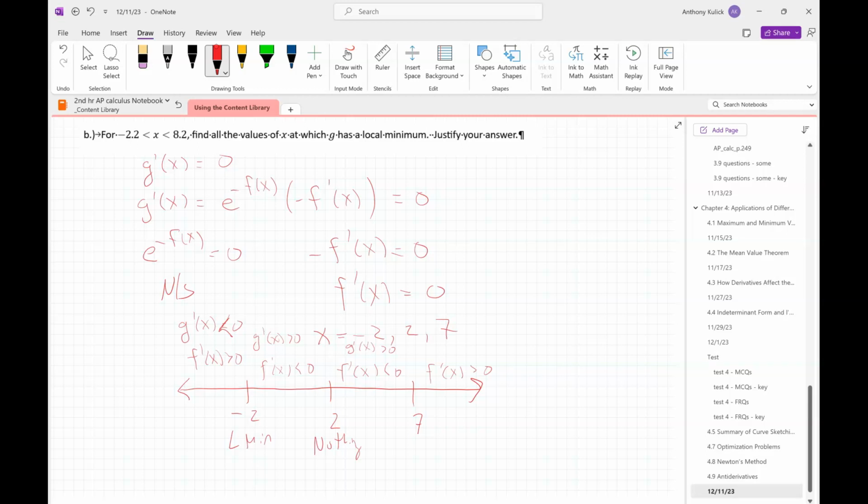We're looking at g, not f. Going from negative, decreasing, to increasing. That's a local minimum. And here it would be a local maximum. So we conclude that x equals -2 is our local min.